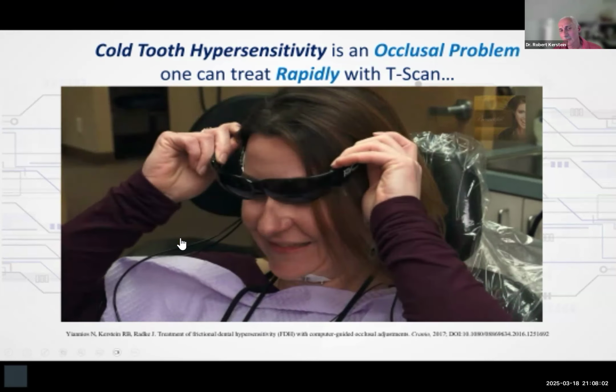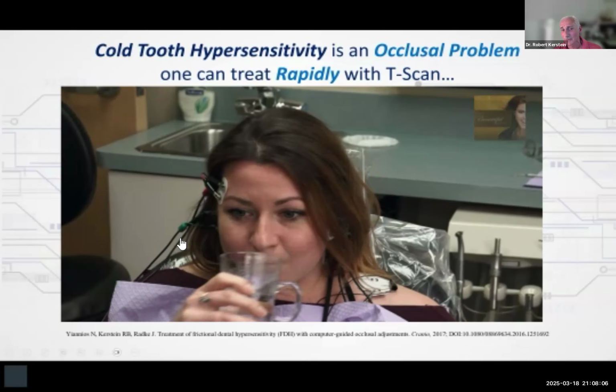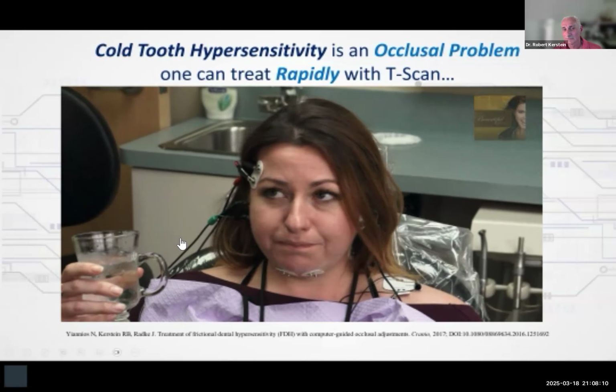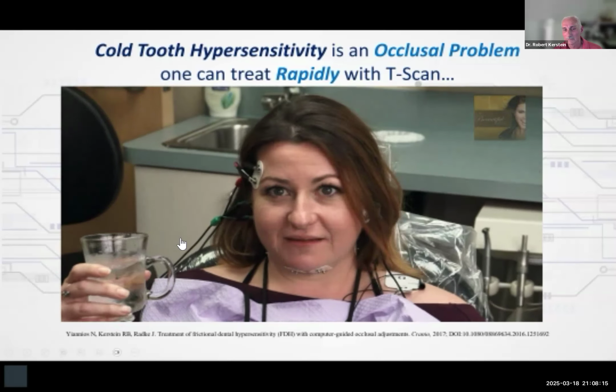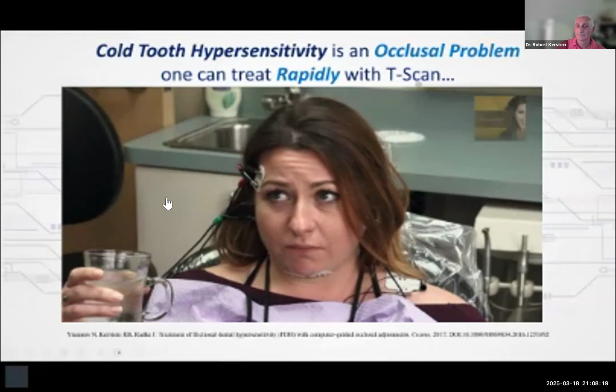Okay, so now she's going to have her bite adjusted in specific ways with the T-scan, new glass of ice water, same visit. Swish, swish. Swallow. Where would you put that on a 1 to 10 scale? Like cold. Pain, like 2, 1.